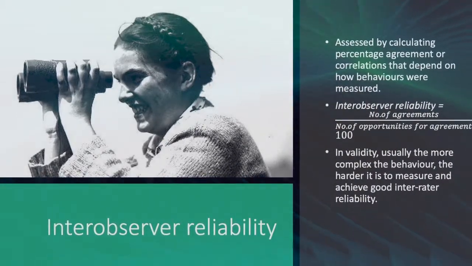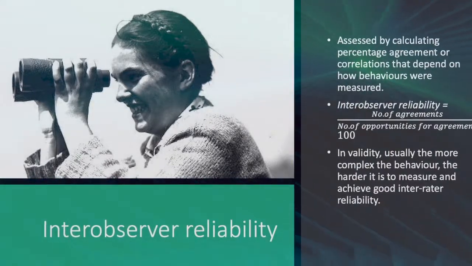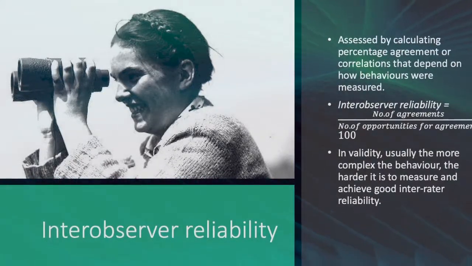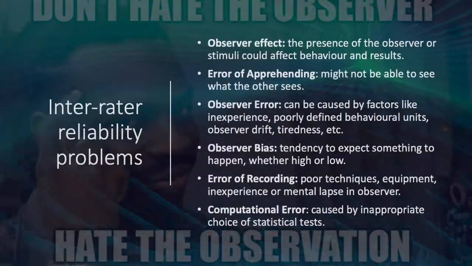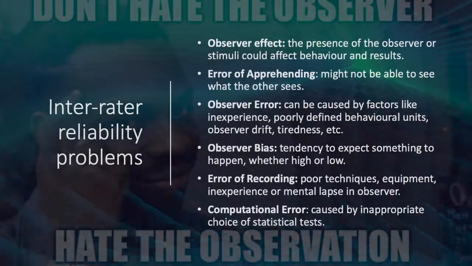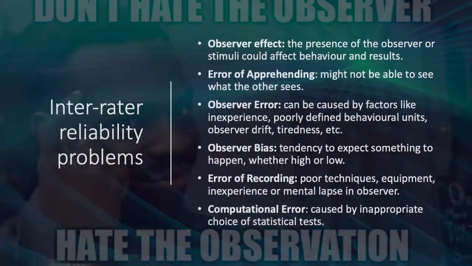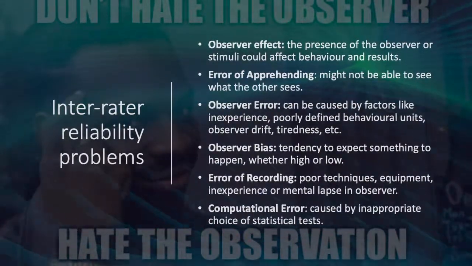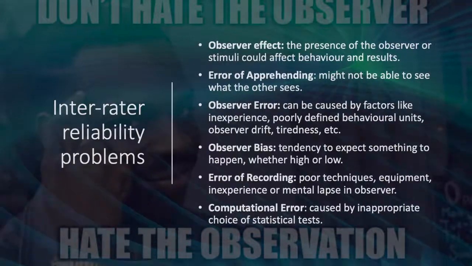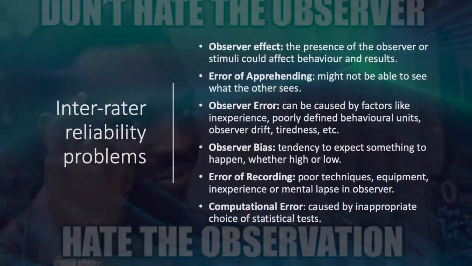In validity, usually the more complex the behavior, the harder it is to measure and achieve good inter-rater reliability, because, well, it's more complicated. There are a number of inter-rater reliability problems that exist. They include the observer effect, which is when the presence of the observer or stimuli could affect behaviors and results. There is also the error of apprehending, whereby the observer is not able to see what other observers see.